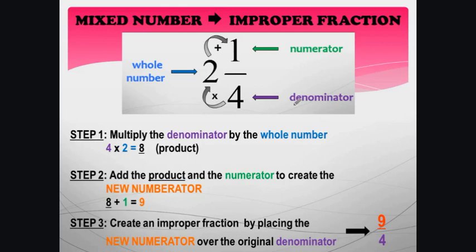So what we do is we take our denominator, and we multiply that by our whole number. So first step, multiply the denominator by the whole number. So 4 times 2 equals 8. Our second step is to then add the product, which is 8, and the numerator to create the new numerator. So 4 times 2 is 8, plus 1 is 9. Create an improper fraction by placing the new numerator over the original denominator. So 2 1/4 in this example, written as an improper fraction, is 9/4.